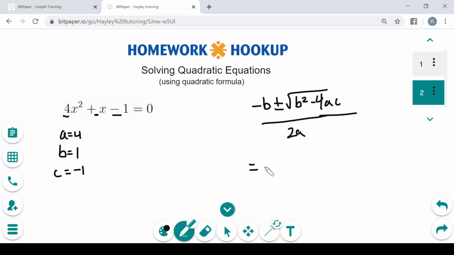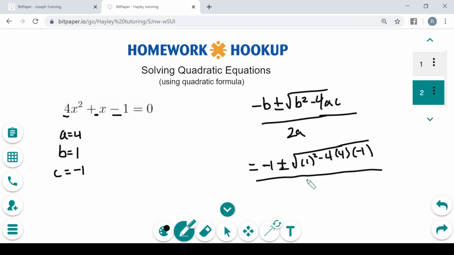Again, our b is 1, so we have a negative 1 out here, plus or minus the square root of b squared. Our b is 1, so we have 1 squared, minus 4 times a, which is 4, so we plug in 4 here. And then we have c, which is negative 1. Sorry that this is sloping a little bit. And then the whole thing is divided by 2 times a, which is our 4.